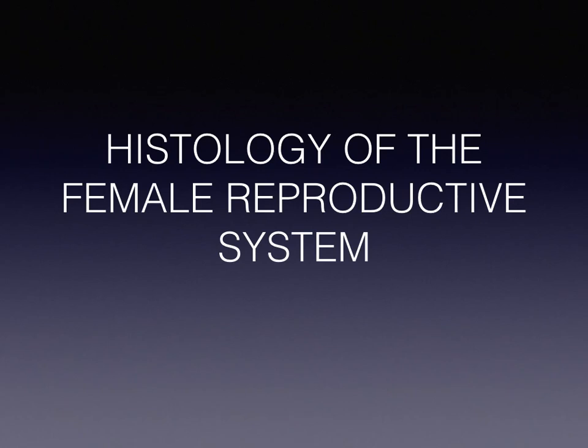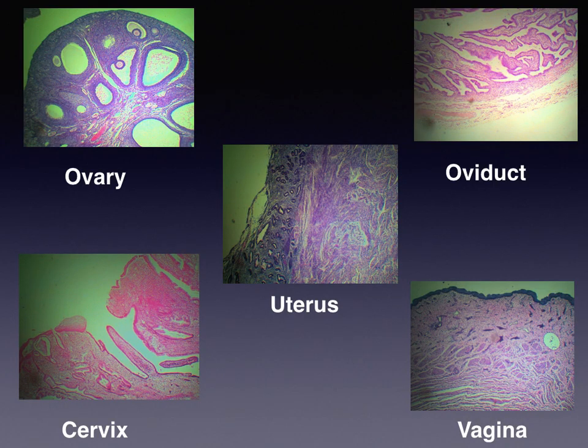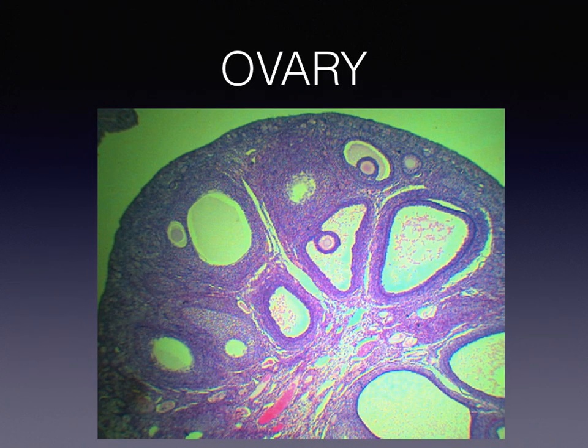Our topic for today will be the histology of the female reproductive system. It is composed of 5 organs. We have the ovary, the oviduct, the uterus, cervix, and the vagina. Let us now focus ourselves with the ovary.